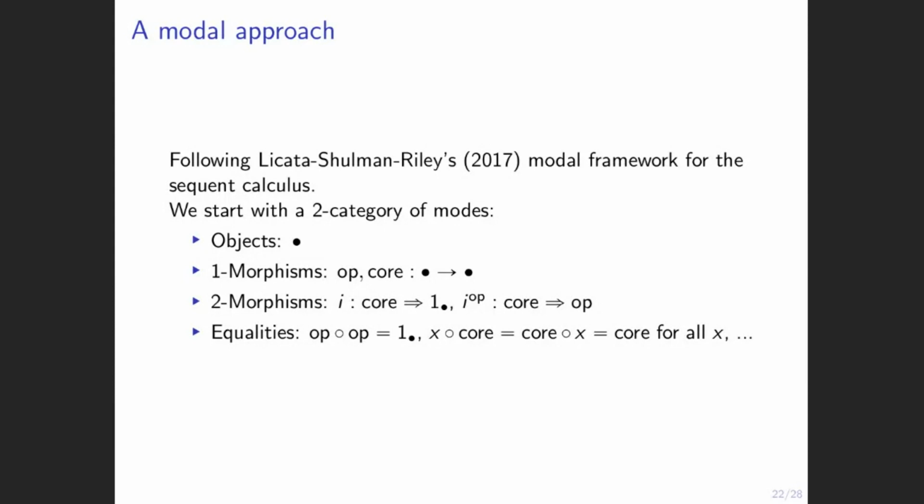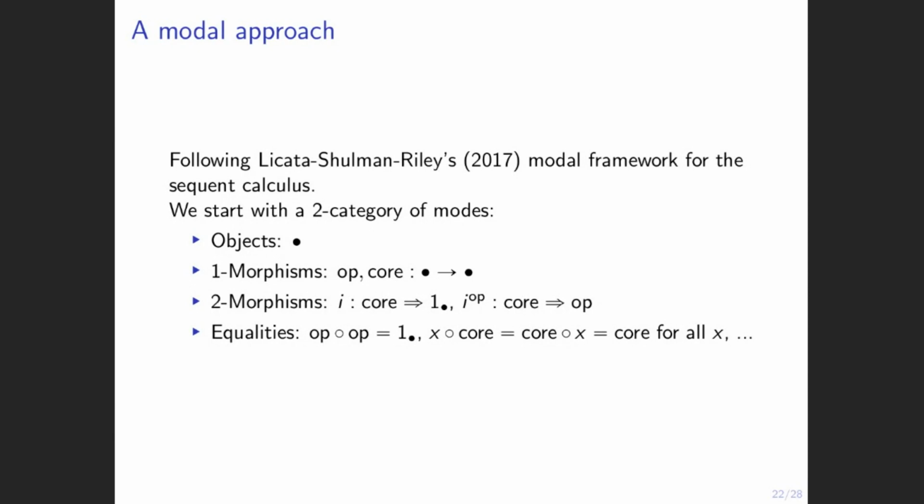To do this, we are going to follow Licata, Shulman, and Riley's 2017 modal framework on the sequent calculus. I know that they're working on a version for dependent type theory, and hopefully what I'm saying will be an example of that, but they haven't released it yet, so I'm not sure how it compares to the actual dependent type theory version. Unfortunately, we need a lot of layers for our type theory.